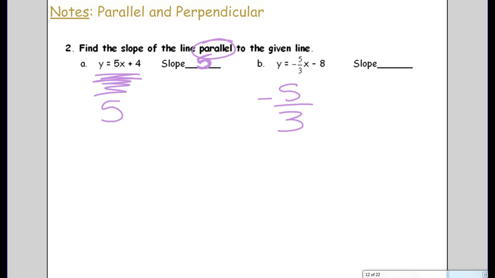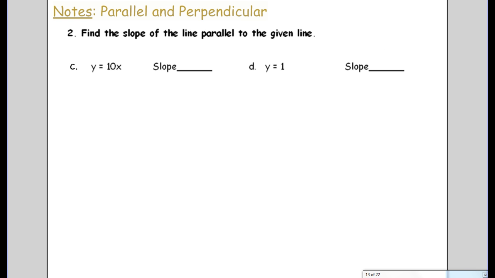Parallel lines have equal slopes. Y'all are making this way harder than it is. What is equal to -5/3? That's all I wanted you to say. -5/3. Parallel lines have the same slope. They have equal slopes. They have the same slope. Equal, same, equal. Okay, we're still going.